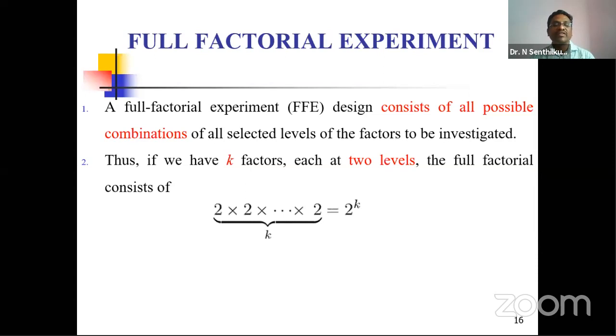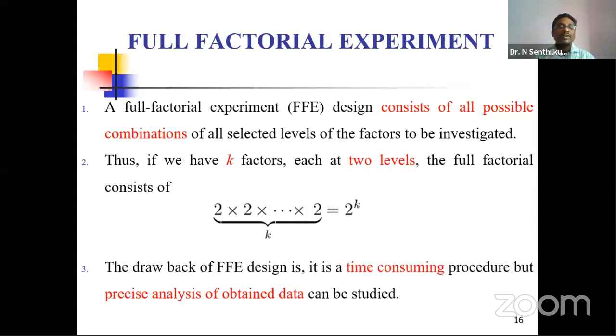That's why we'll be using this formula, 2 power k. So 2 stands for the number of levels and k stands for the number of input parameters. If I'm going to consider 3 levels in full factorial, then the formula changes to 3 power k, where 3 is the number of levels and k is the number of input parameters. The main drawback of full factorial design is that it is time consuming, but the time will be lower than that of the single factor and trial and error.